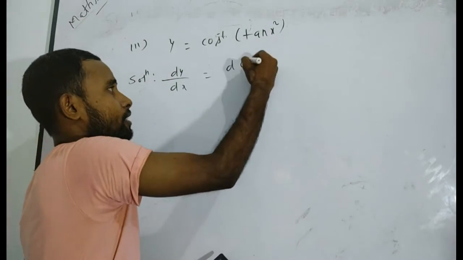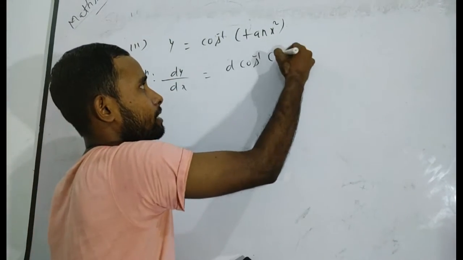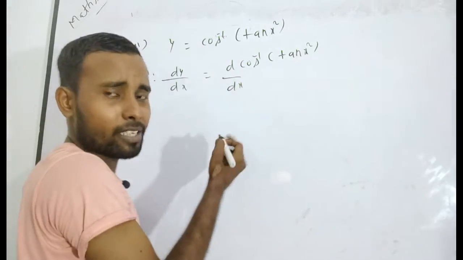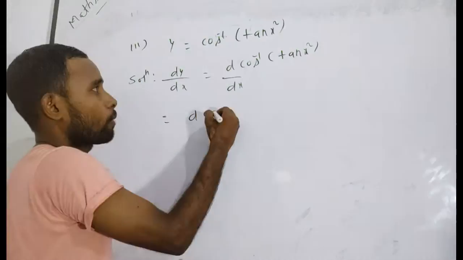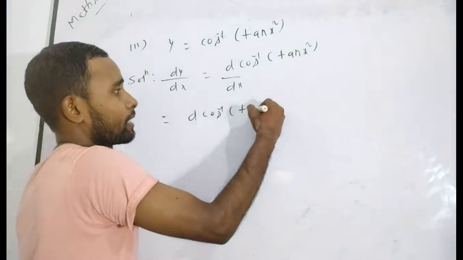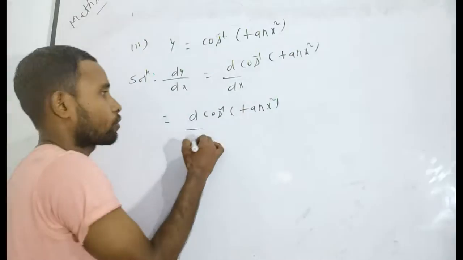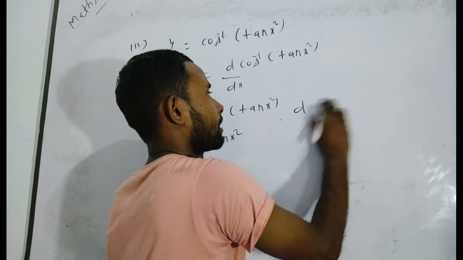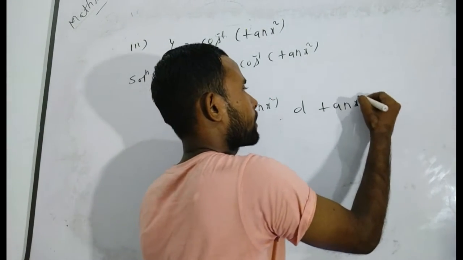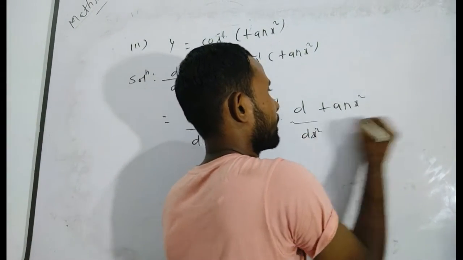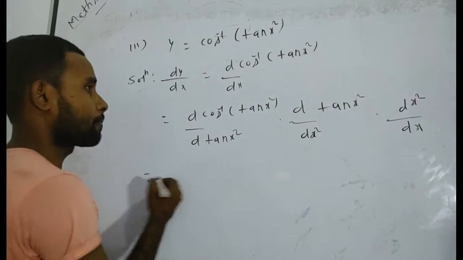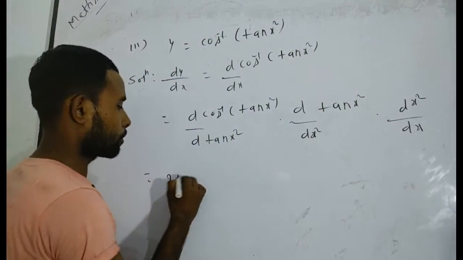Differentiating on both sides, the derivative of cos inverse 10x square cannot be taken directly with respect to x. That's why I want to differentiate cos inverse 10x square with respect to 10x square first. Again differentiate 10x square with respect to x square, and again x square with respect to x. The derivative of x square with respect to x will be 2x.